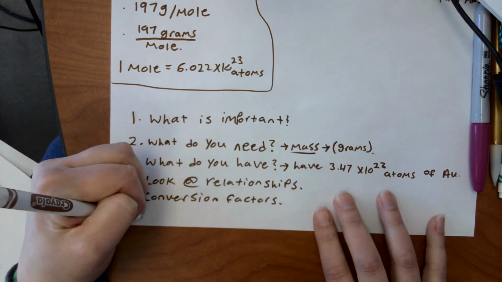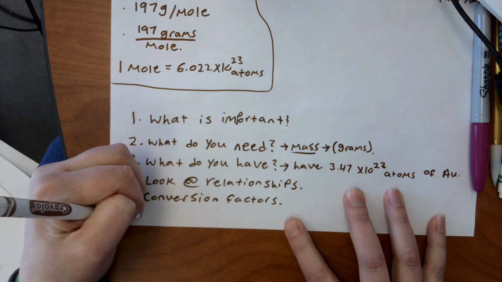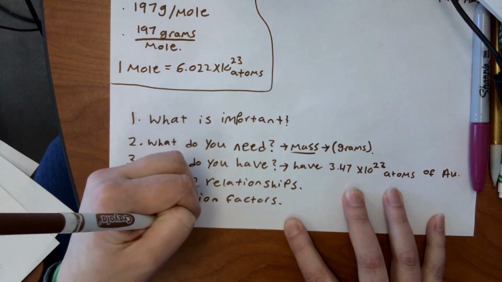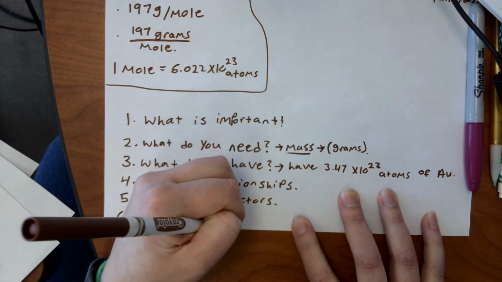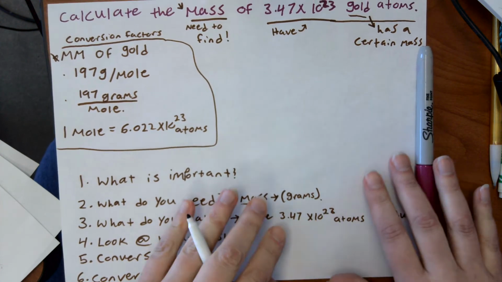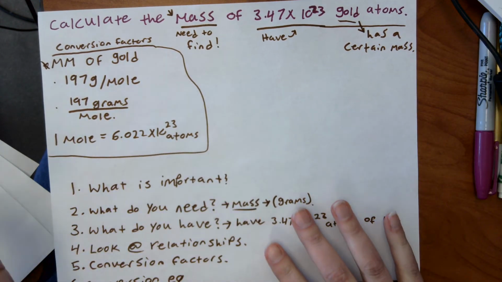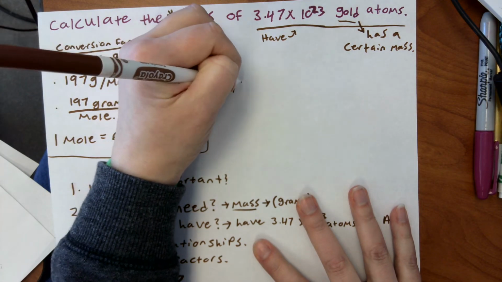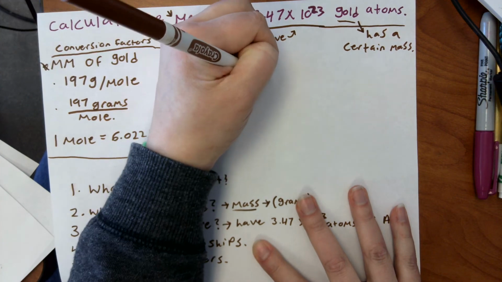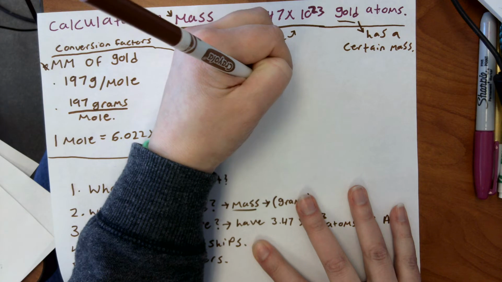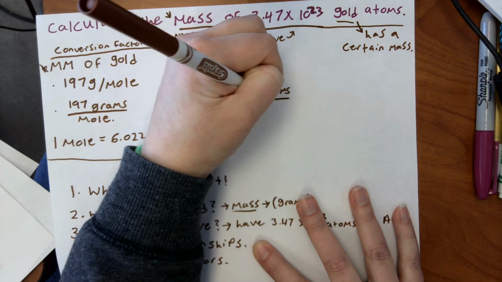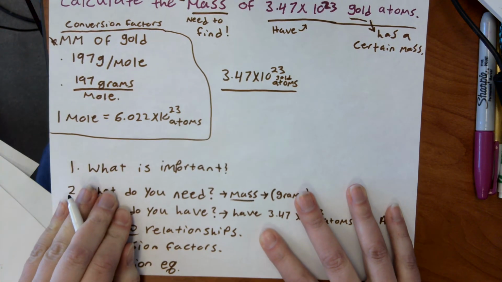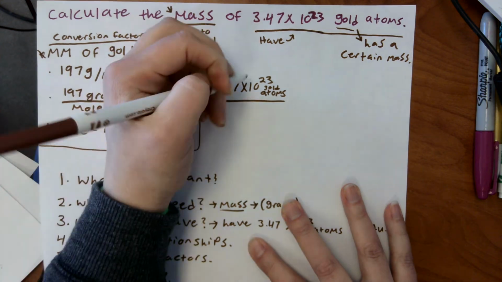6. Conversion equation. Write it out, first by writing down what you have first, like what you've been given. So write down 3.47 times 10 to the 23rd atoms. Okay? You could even say gold atoms if you want. Over 1.